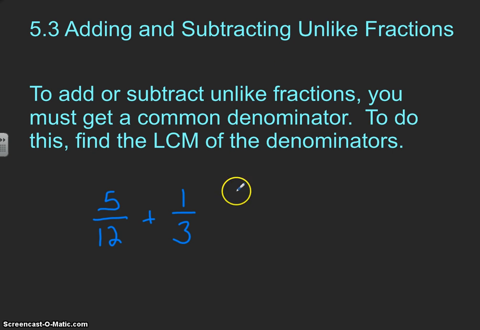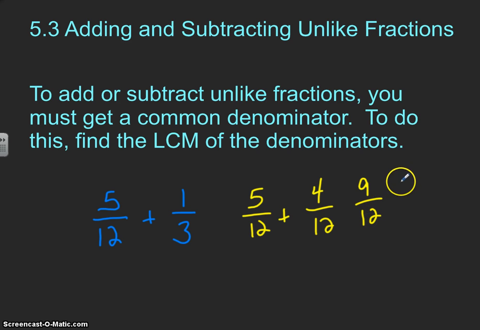So 12 would be the LCD. 3 goes into 12 and 12 goes into 12. So this becomes 3 goes into 12 4 times. 4 times 1 is 4. Then I just simply add the top and I get 9/12, and I can reduce that by 3. I get 3/4, and I am finished.